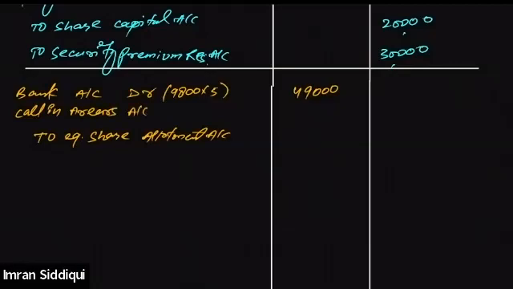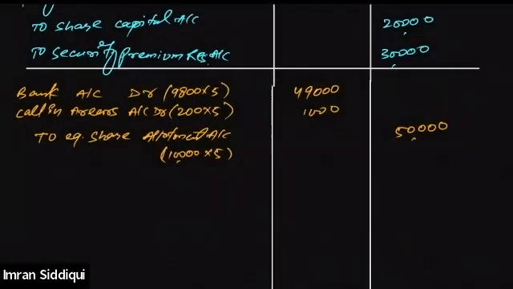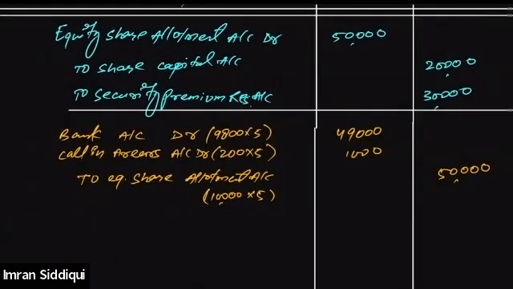Calls in arrears account debit. For 200 shares, we won't be receiving 5 rupees per share. That means 1,000 will be debited. And equity share allotment, that means for the entire 10,000 shares, multiply this by 5, 50,000. Got it? Is this clear, everybody? Anyone having doubt? Anyone having any problem understanding this?